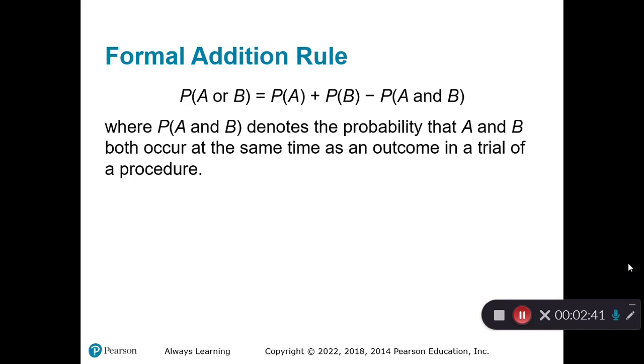Here we have the formal addition rule. The probability of A or B is equal to the probability of A plus the probability of B minus the probability of A and B, which refers to the overlap. So in the probability of A, we're going to consider all the outcomes that satisfy event A. In the probability of B, we consider all the outcomes that satisfy event B, but there may be some outcomes that satisfy both event A and B, and they have been counted twice. They've been included in the first probability calculation, and they would have also been included in the second. So by subtracting the overlap, we're ensuring that nothing is counted more than once.